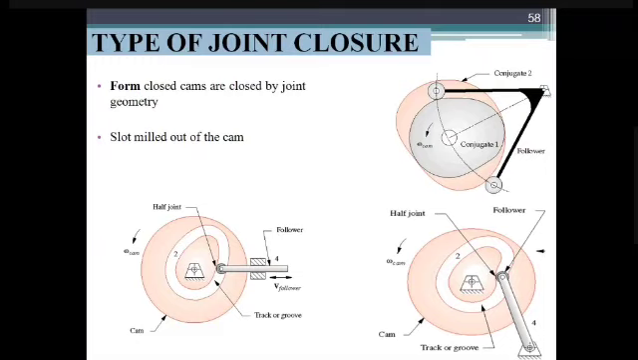Or else we have to give some slot milled. We can mill a slot because we have to direct the follower, the exact shape or direction of movement that is needed. So we should follow the rules.